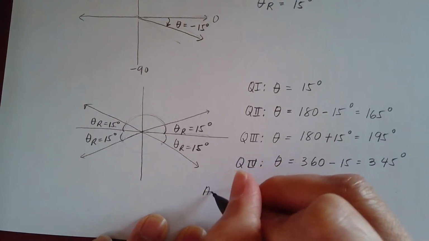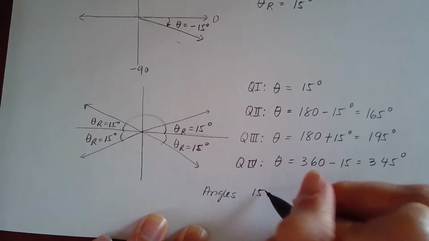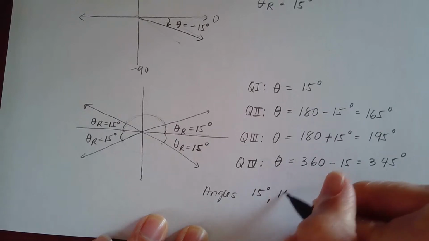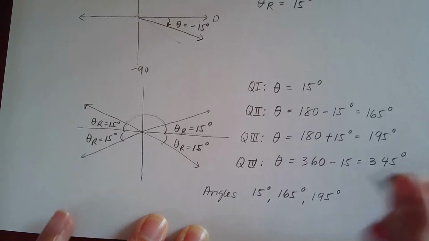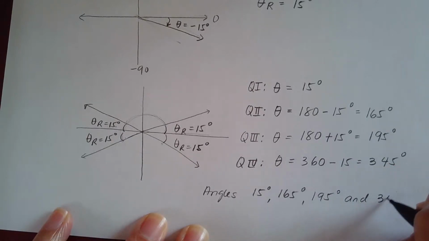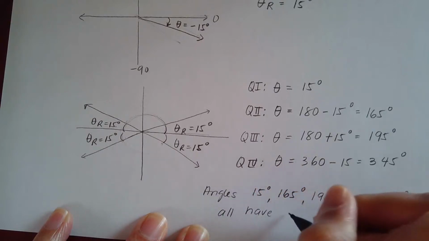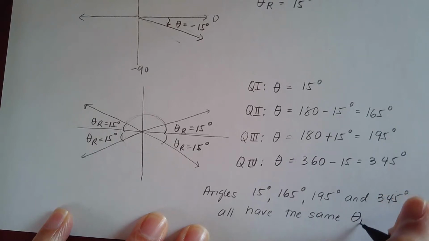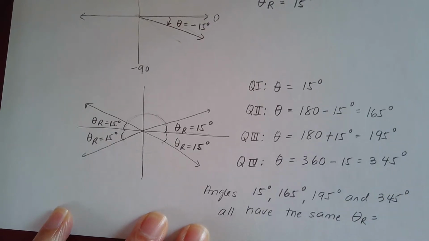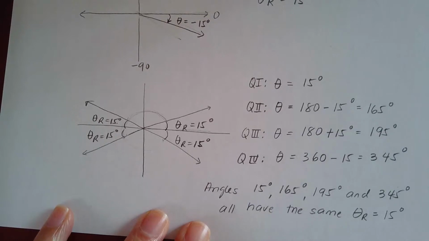Angles 15 degrees, 165 degrees, 195 degrees, and 345 degrees all have the same reference angle, theta r, of 15 degrees. Okay, so that's letter C.